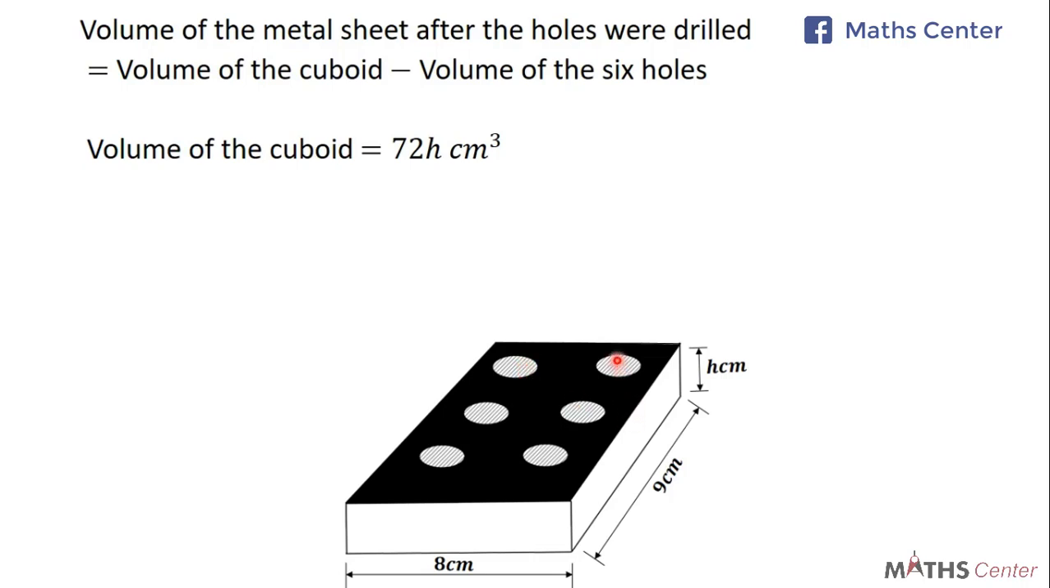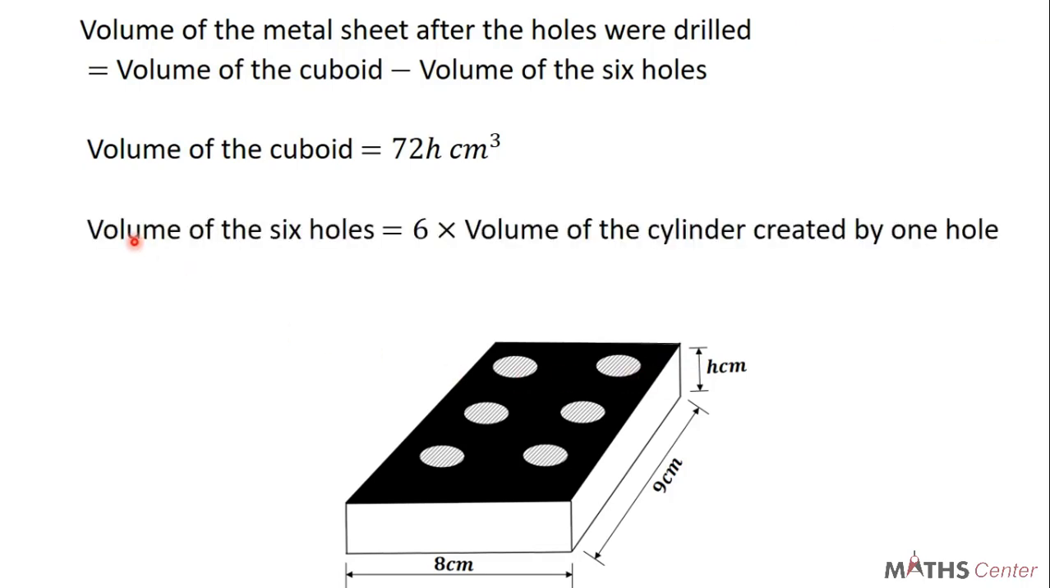Now look at something. If you draw a hole through this metal sheet, the height of the cylinder that will be created will be the same as the height of the rectangular box or the cuboid, since you draw the hole from the top part here to the bottom. So 1, the holes will be in the shape of cylinders, and 2, the height of the cylindrical holes will be the same as the height of the box or the cuboid.